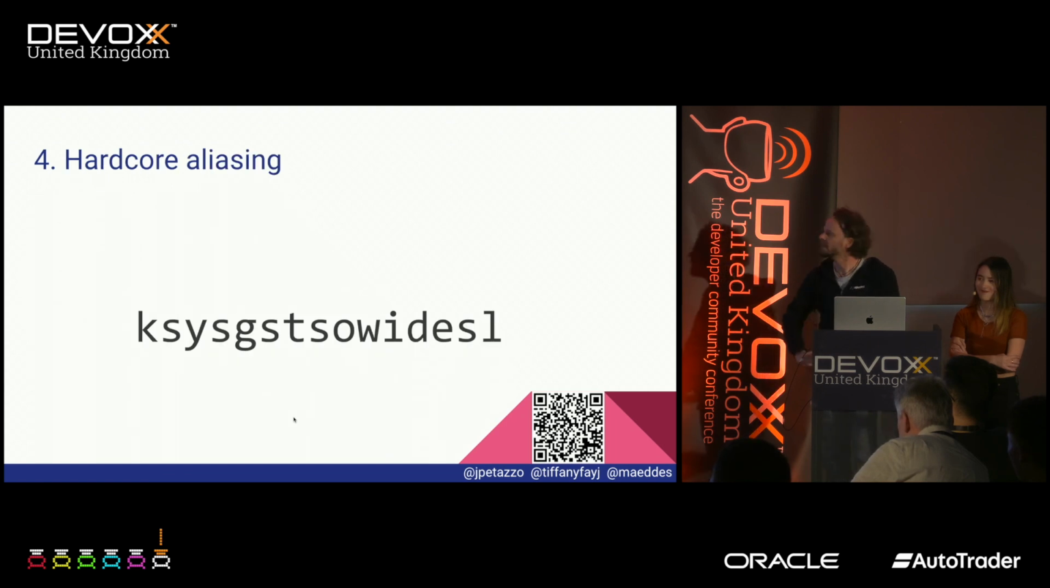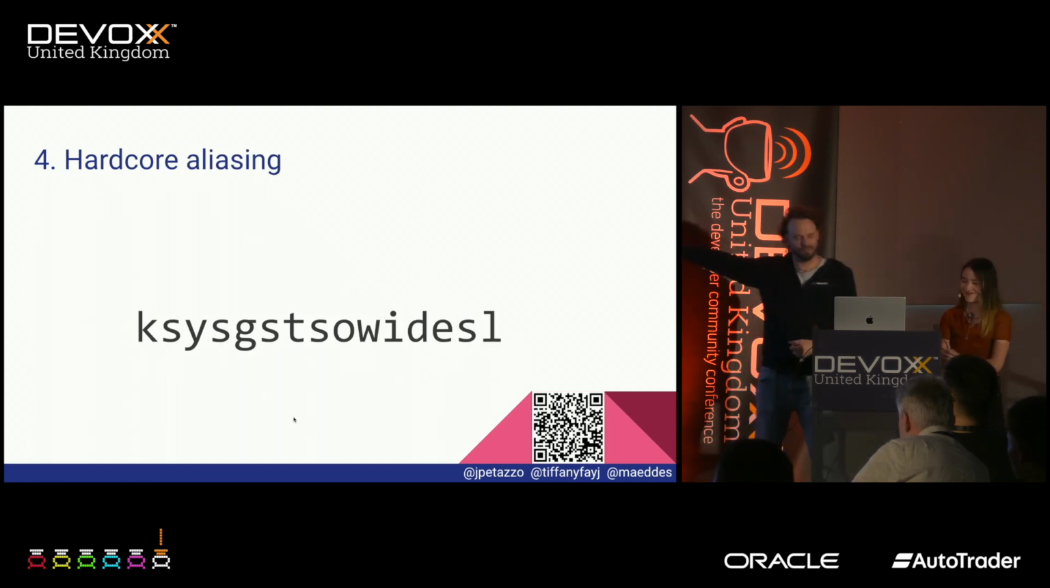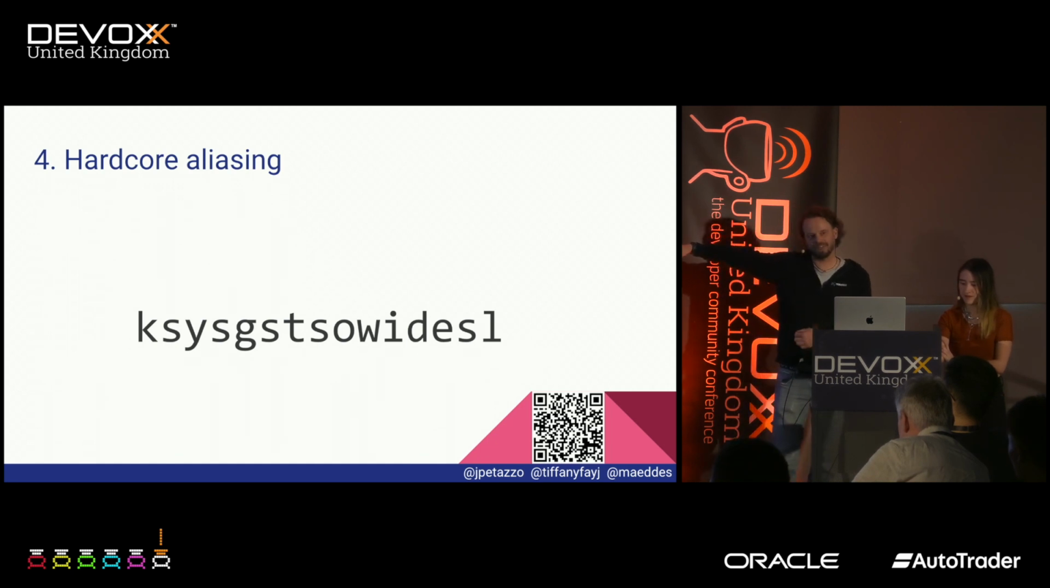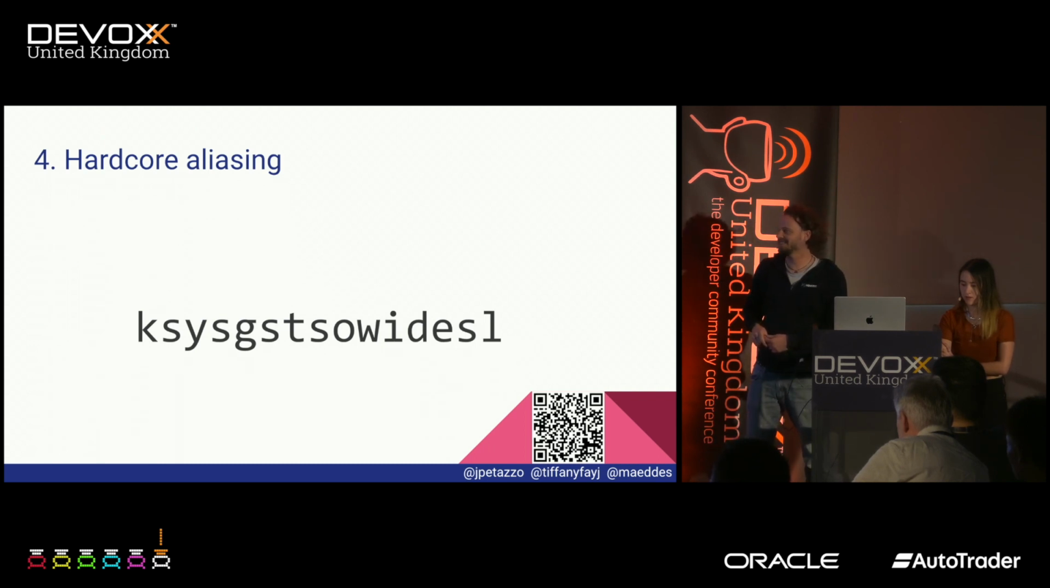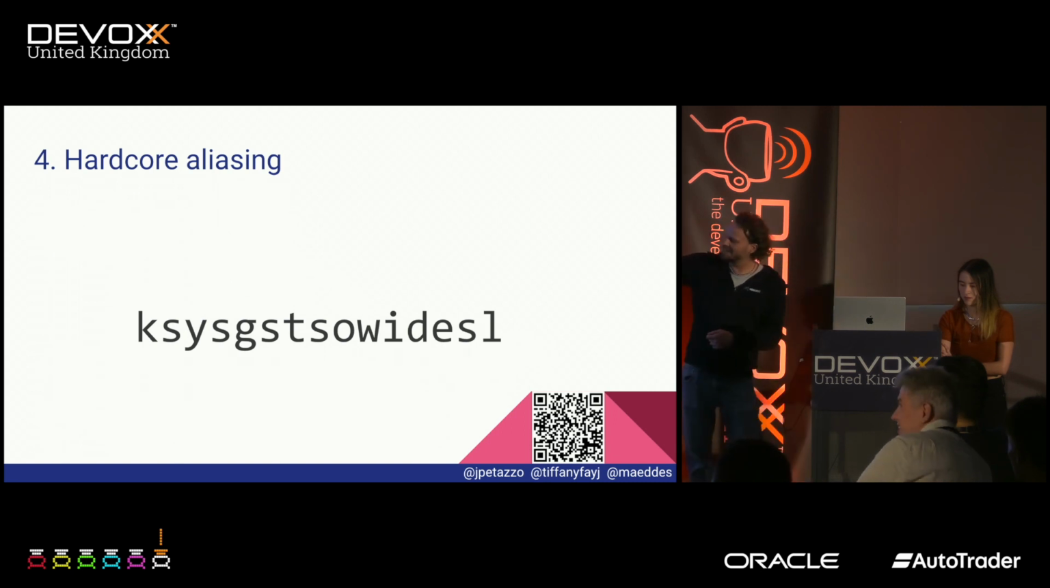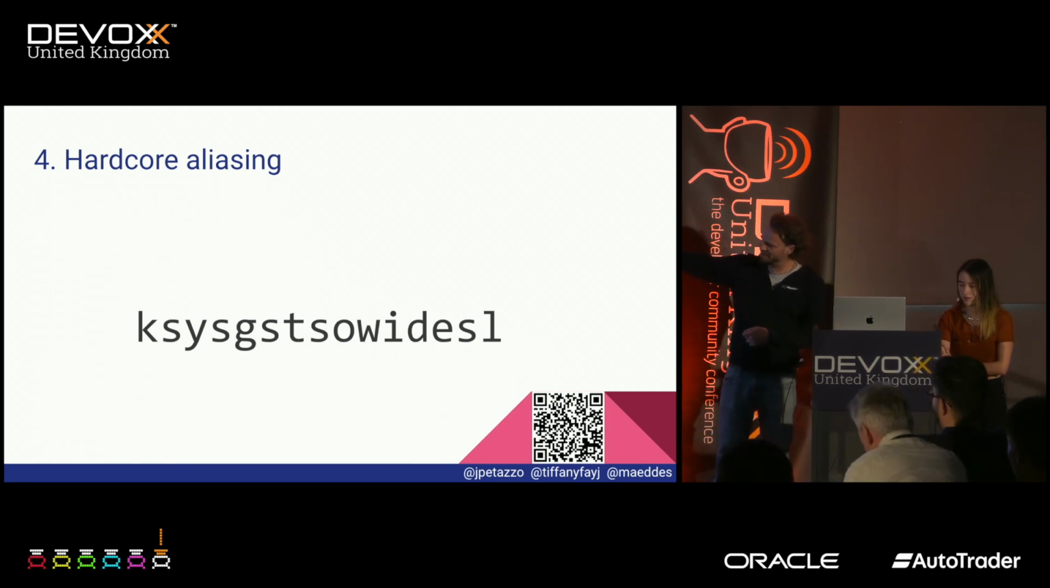Now, who has seen that before? Does anybody have a guess what that means? I didn't make this up. This really exists. Any volunteers? No? It's system events, the output wide. You're close. So it's kubectl get minus namespace kube system get stateful sets minus o wide minus show labels.